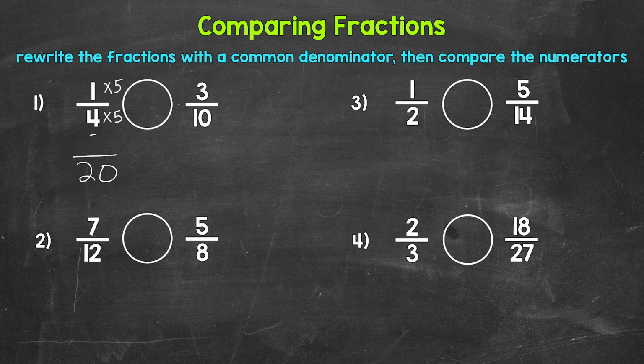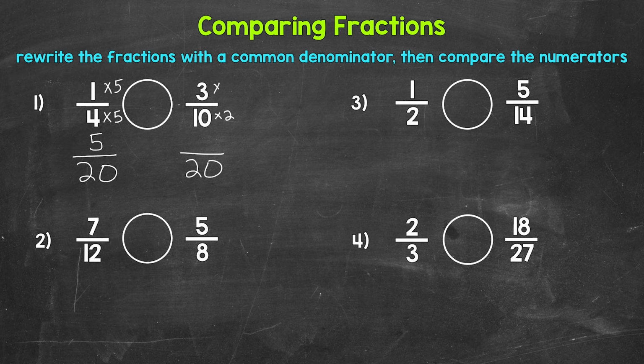1 times 5 gives us a numerator of 5. So our renamed fraction with a denominator of 20 is 5/20. And remember, these are equivalent fractions, so we're not changing the value of anything here. Now let's do 3/10. So how do we get 10 to equal 20? Well, 10 times 2 gives us 20.